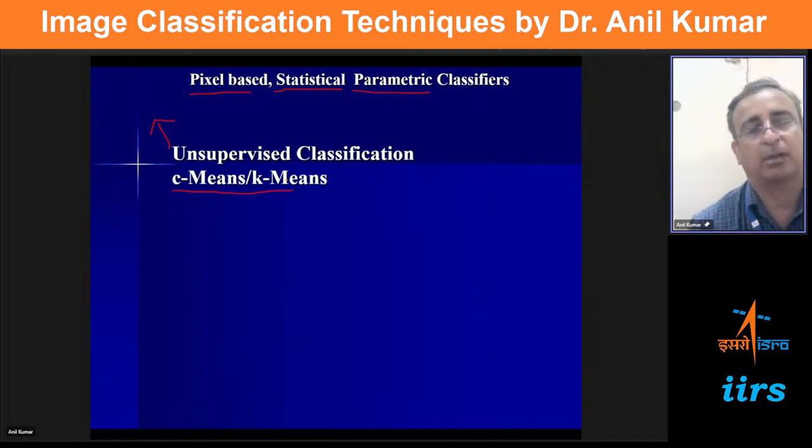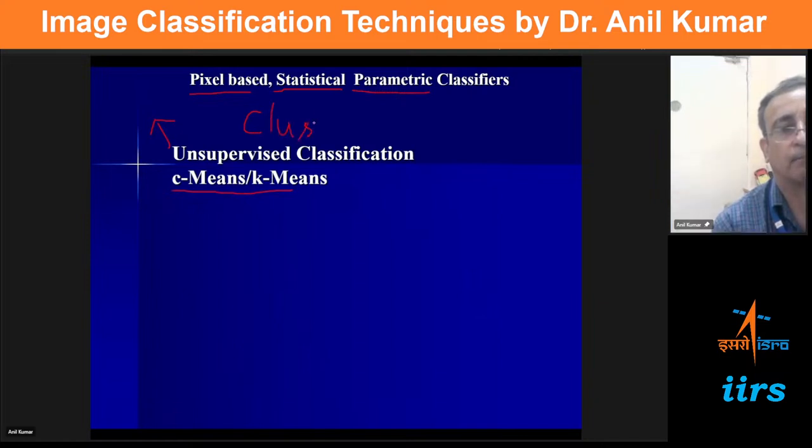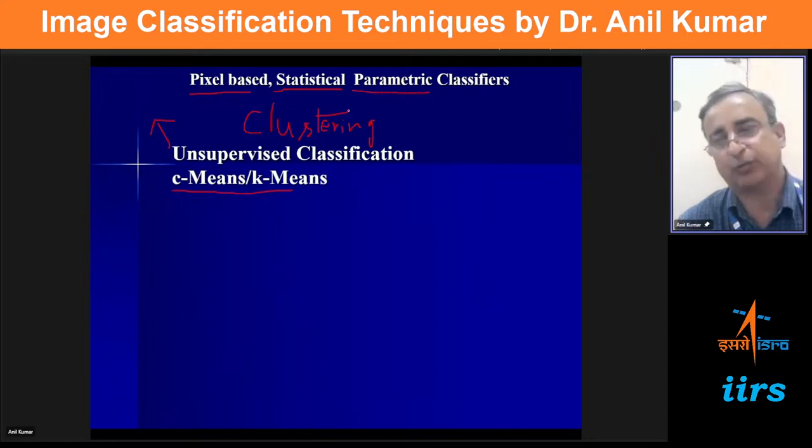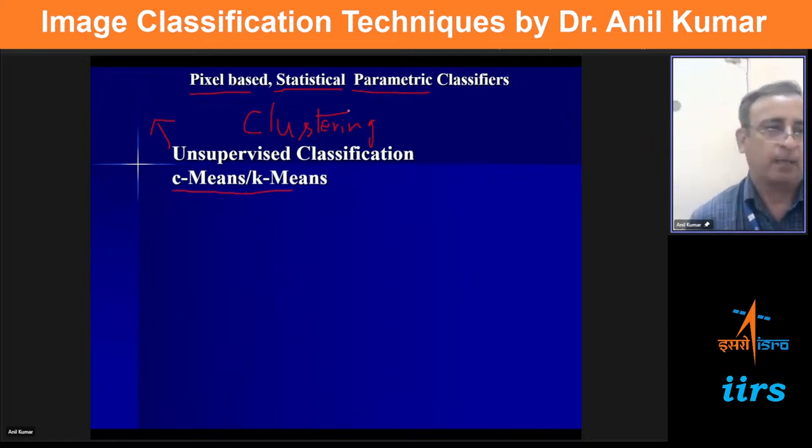From the image, it generates the mean parameter, and mean is like, if you have a few numbers and you calculate the average value, that is called the mean value. And C or K is representing the number of clusters. So this unsupervised classification is also called the clustering approach, and through the clustering approach we get clusters like cluster 1, cluster 2, cluster 3, cluster 4.